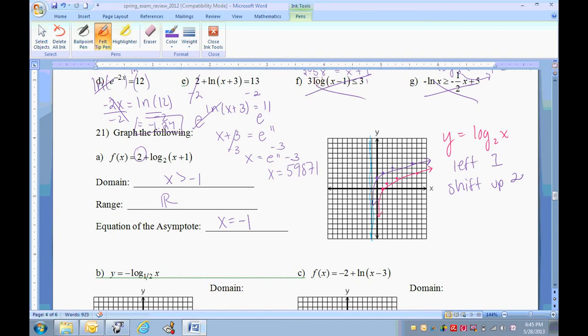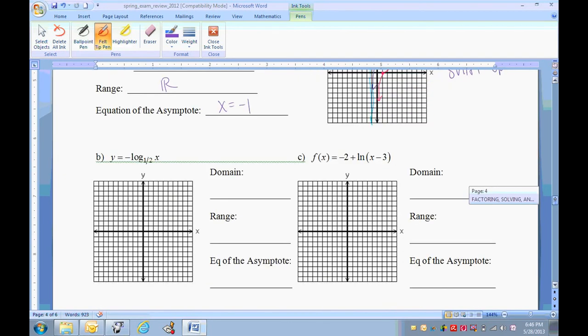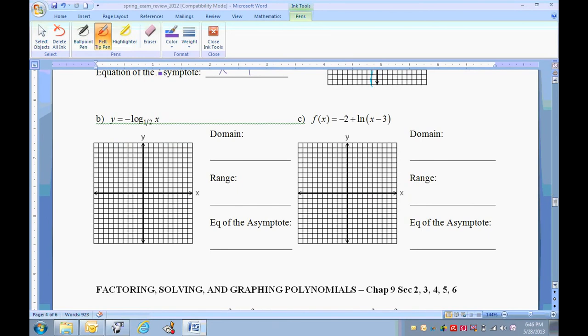Okay, so now let's move on to part B and C. Okay, so the parent function for this equation is y equals log base 1/2 x. And let's go ahead and graph those parent points. Okay, and this negative out front means I'm reflecting across the x-axis. So I need to take each point and reflect it across the x-axis. And when I do that, I end up with that purple graph.